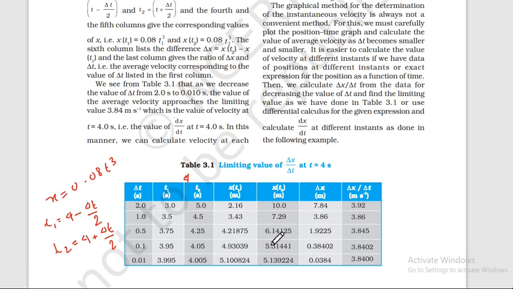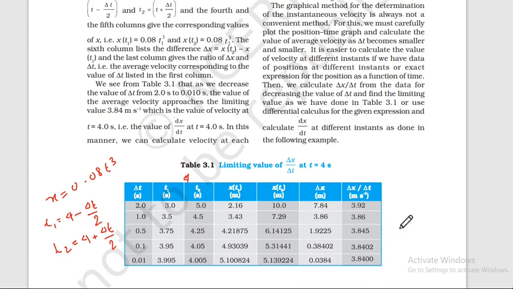So this is how we can understand that as you reduce delta t, the average velocity approaches a certain velocity, and we can say that that value is the instantaneous velocity. So that is it for this video.